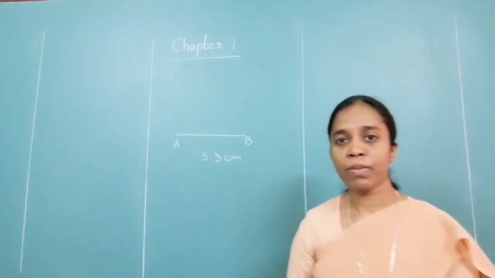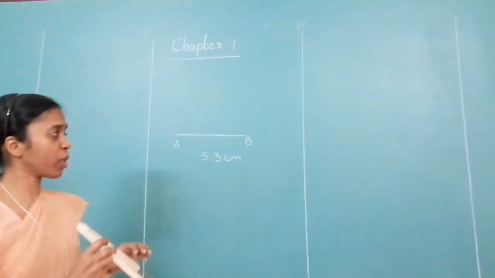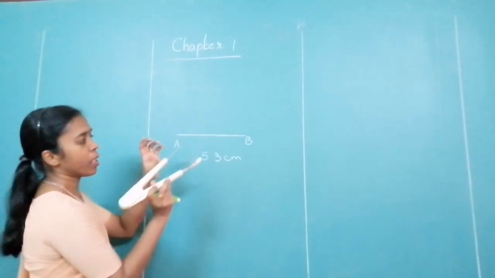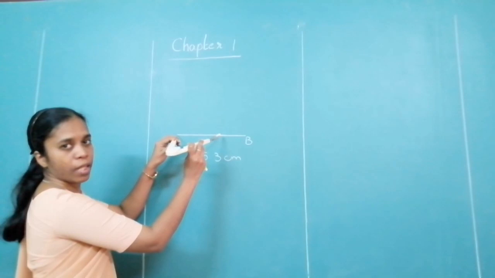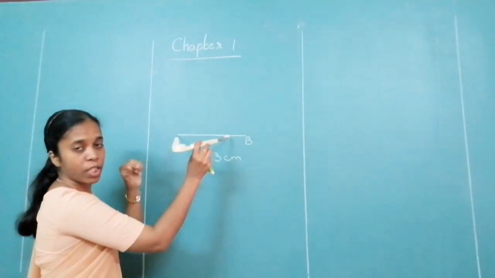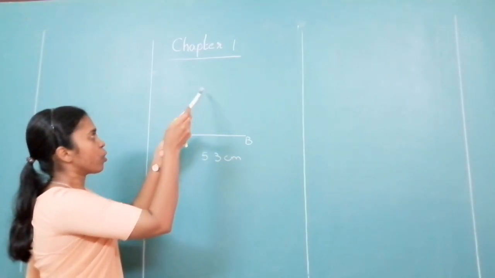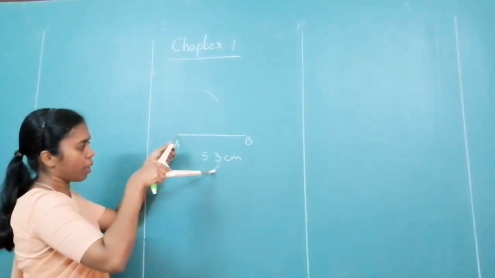Perpendicular bisector means when it divides, it gives me two equal halves. Now, how do I draw the perpendicular bisector? Keep the point of the compass on A, extend the other side, take more than half. Don't mark anything on the segment. Take more than half and then you draw arcs on both the sides, that is up and down.